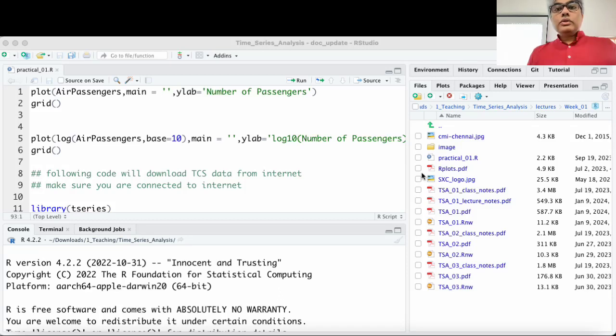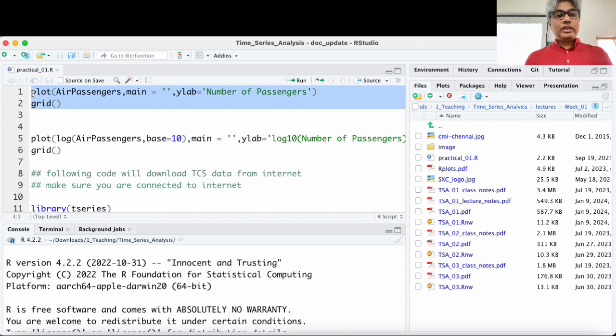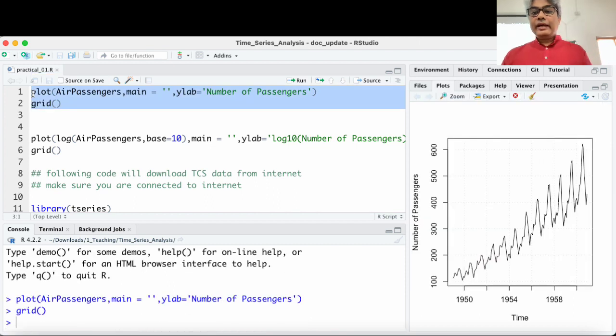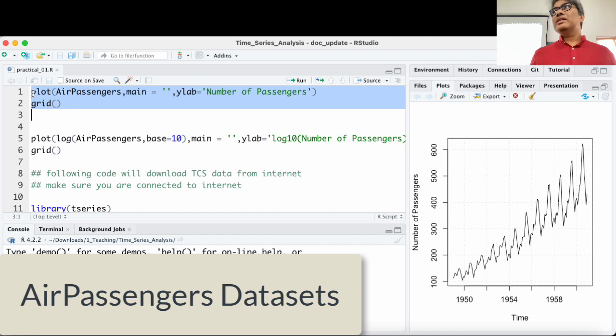Okay, so this data set, probably you guys have already seen the air passenger data set. If you just run this, you'll see that this is one of the oldest data sets, as we said, and we have worked on this particular data set.